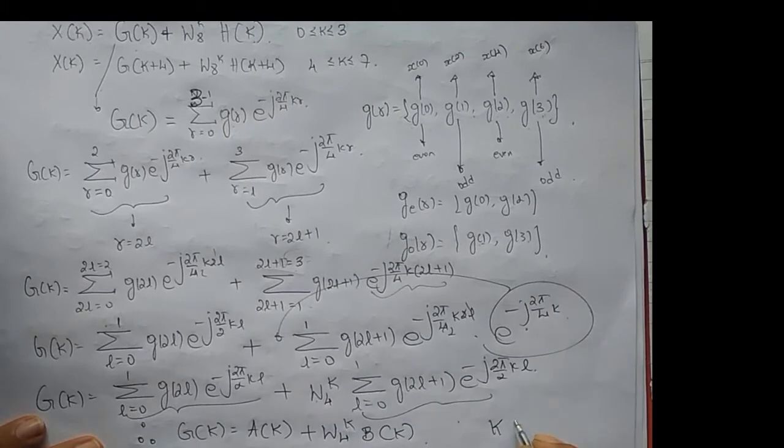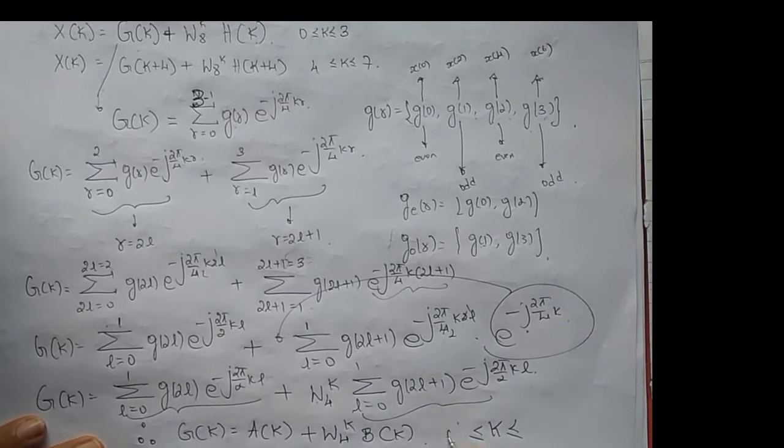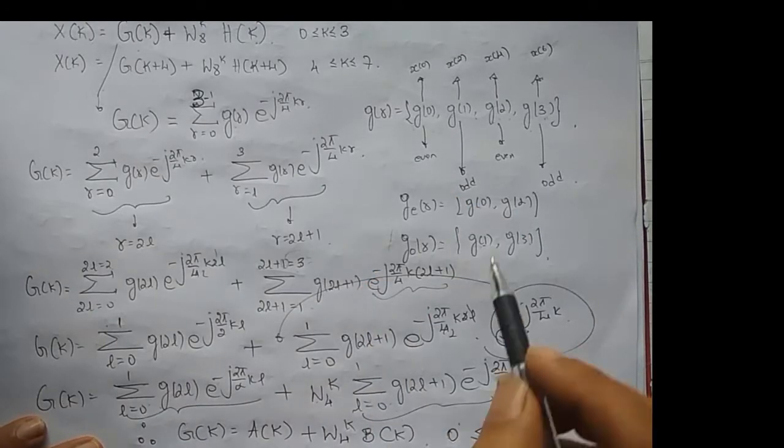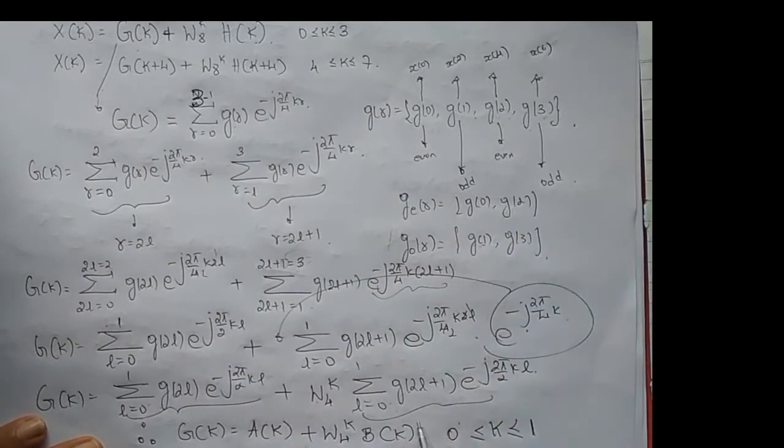And this is for k varying from 0 to what? 1. Why 1? Because this is a 2-point DFT equation, and this is also a 2-point DFT equation. This is the 2-point DFT of all the even samples of G of R, and this is the 2-point DFT of all the odd samples of G of R. So I can write G of k is equal to A of k plus W4 power k B of k, but k takes only two values, 0 and 1.